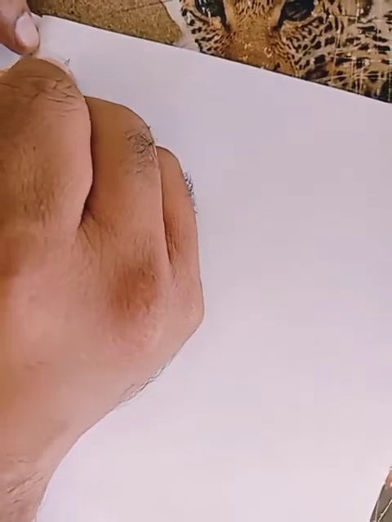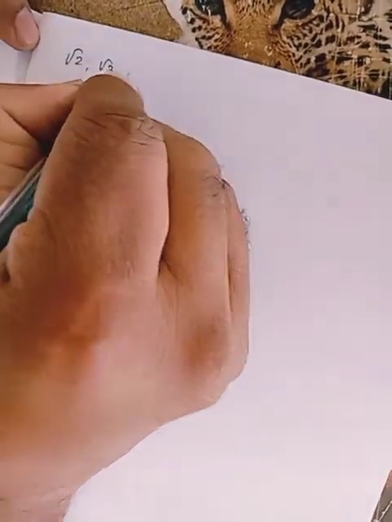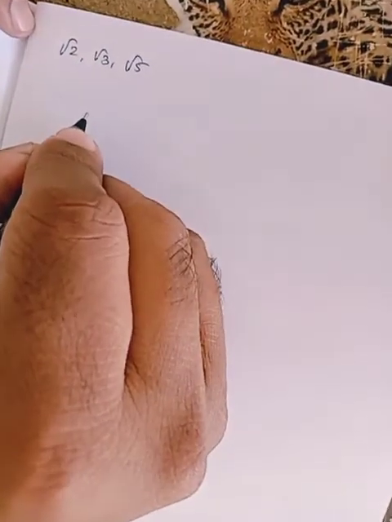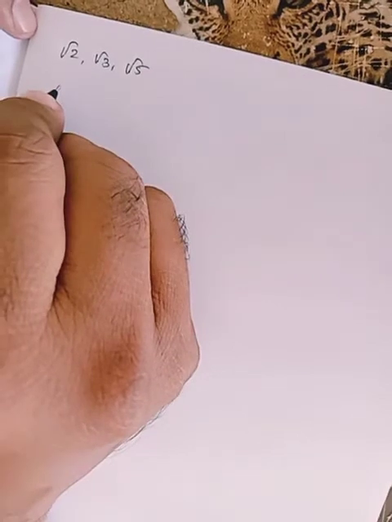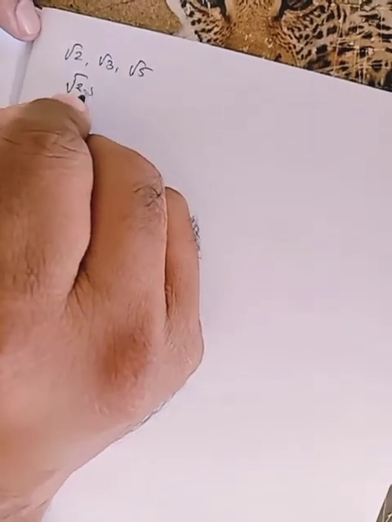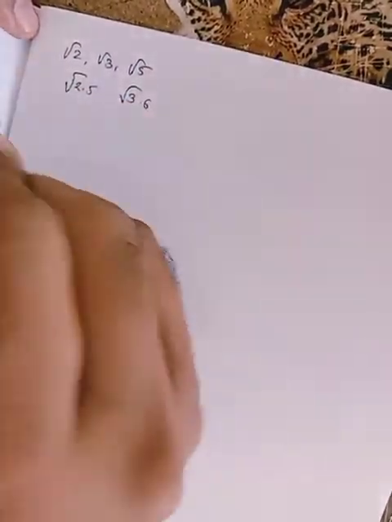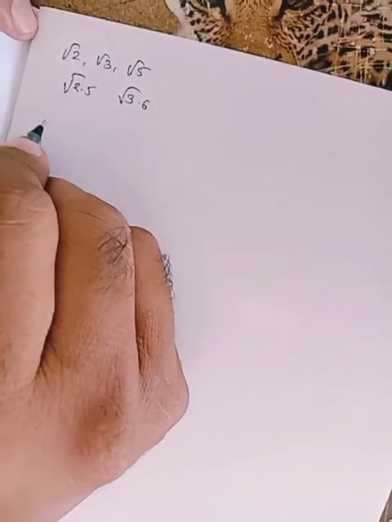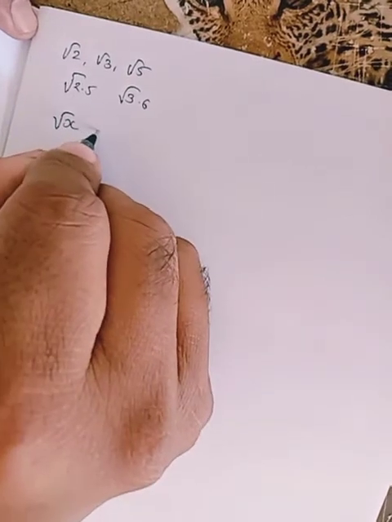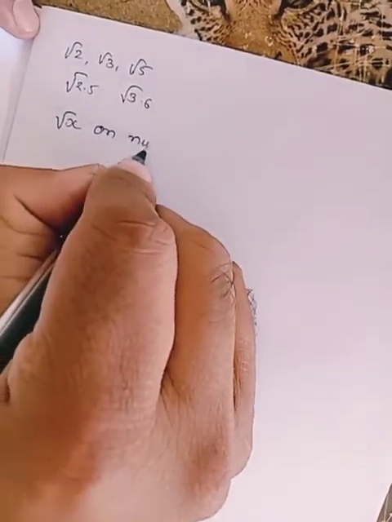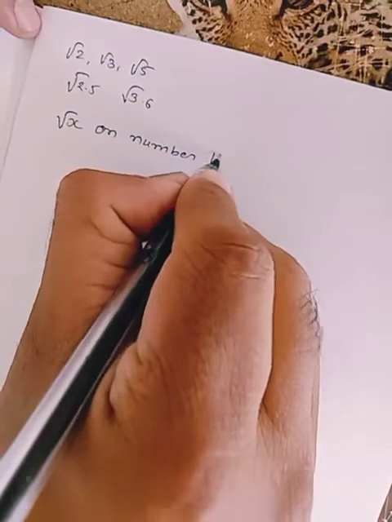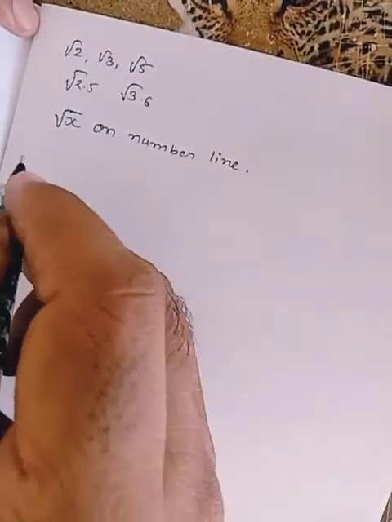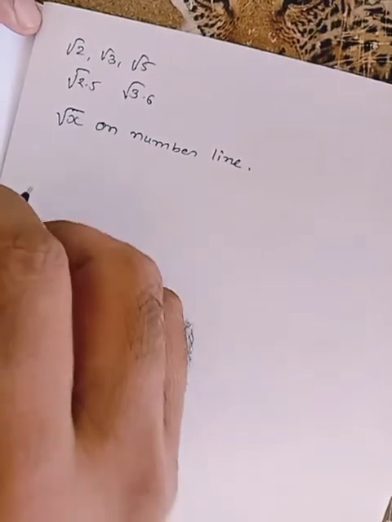Earlier we have studied root 2, root 3, root 4, root 5, such natural number roots on the number line. But suppose the given number is not a natural number, like 2.5 or 3.6, then how do we represent it on the number line? So today, first we will study the general method to represent root x on the number line. Root x on the number line means x can be any number. It can be a natural number or a decimal number.